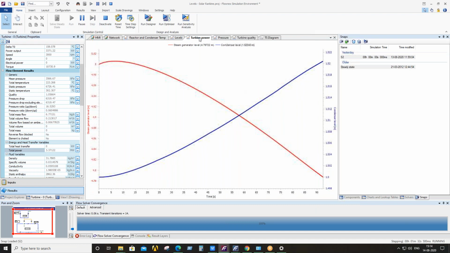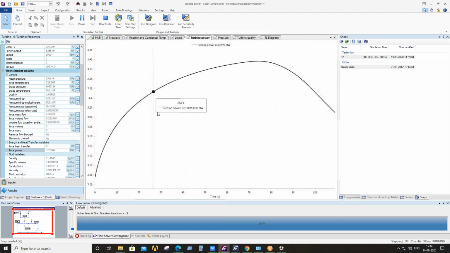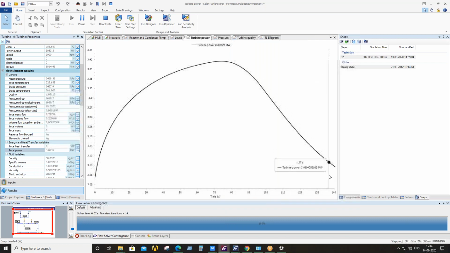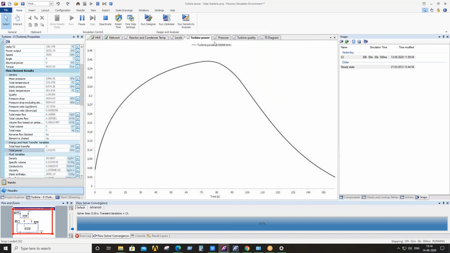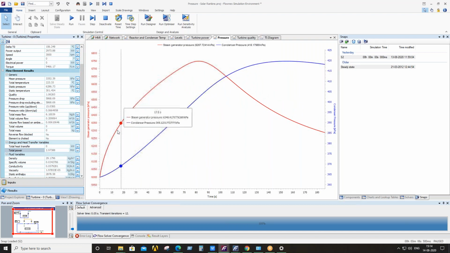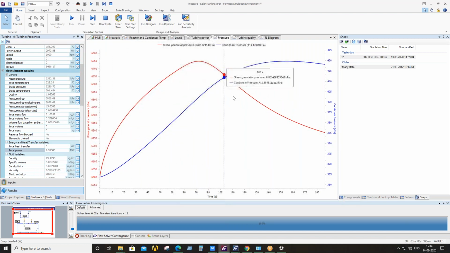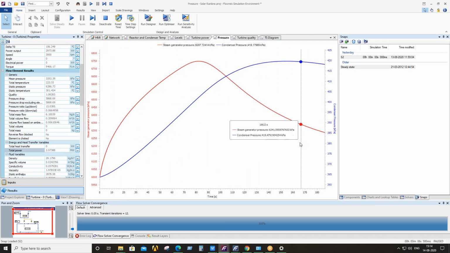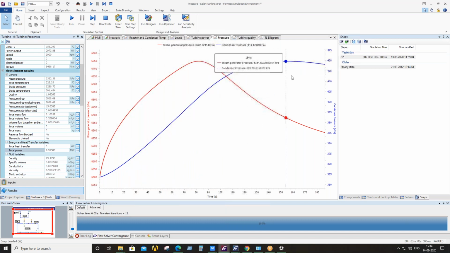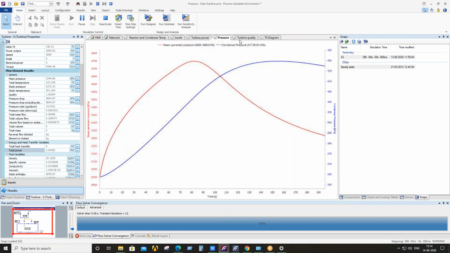So you can see the change in turbine power. As the temperature increases, there is a little dip in the turbine power, and it is the pressure for the steam generator pressure. As I have mentioned, the pressure is starting to decrease, and it is the condenser pressure. After increasing to a certain level, the pressure is maintained.